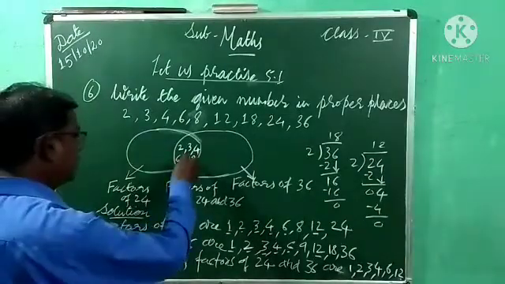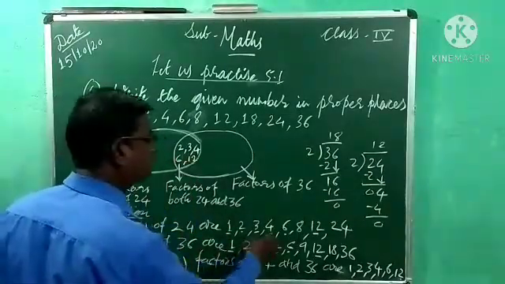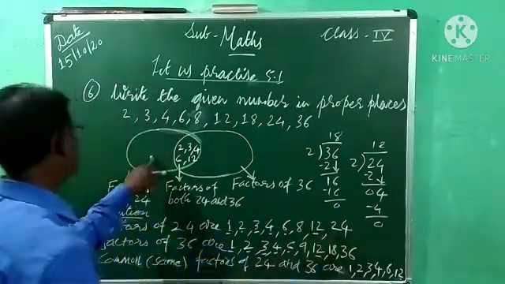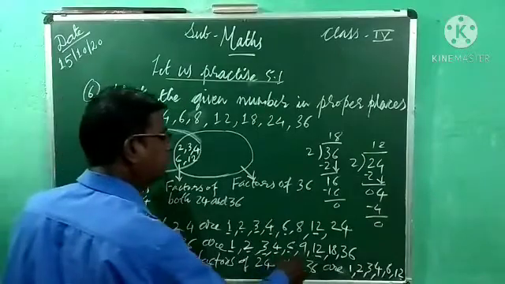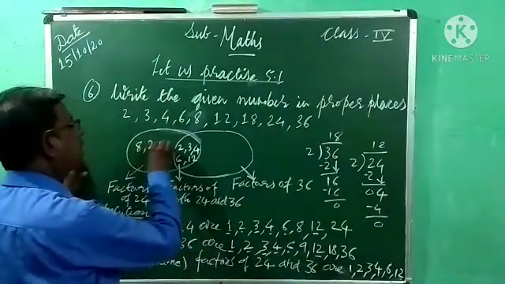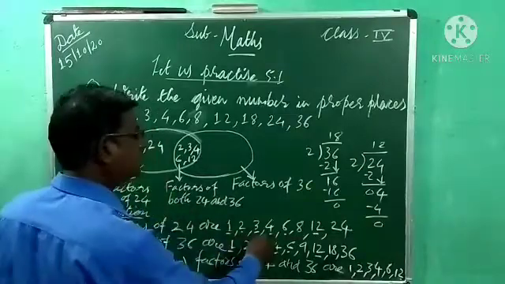Now leave these common factors. Which numbers are left? We have not underlined 8 and 24. In this box, factors of 24, we have to write which numbers? 8 and 24. 8, comma 24. Why have we not written the others? Because these are the common ones.